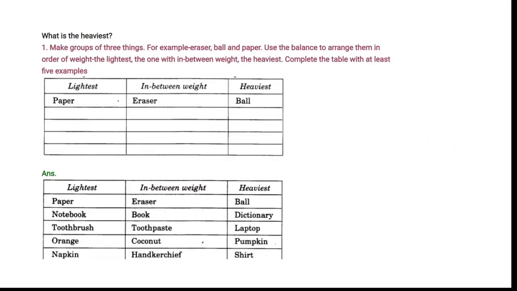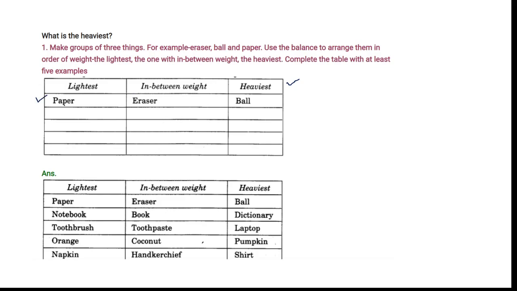Now make groups of 3 things. For example, eraser, ball and paper. Use the balance to arrange them in order of weight: the lightest, the one with in-between weight, the heaviest. Complete the table with at least 5 examples. So children, here you can see I have written lightest, in between weight and heaviest. This is already given in the book. Okay, and here you have to write the example.